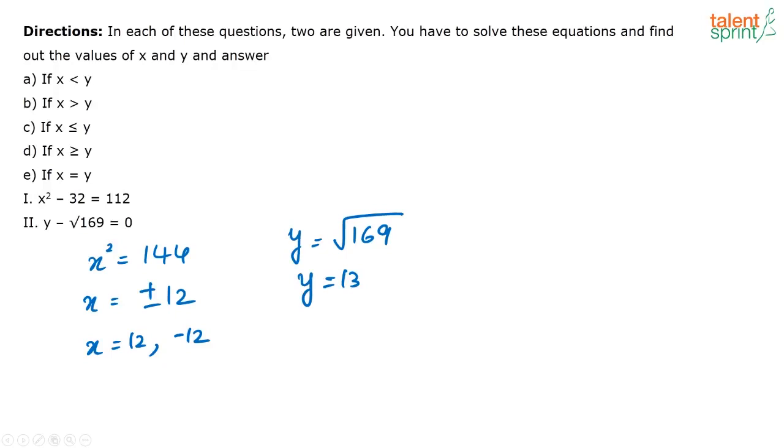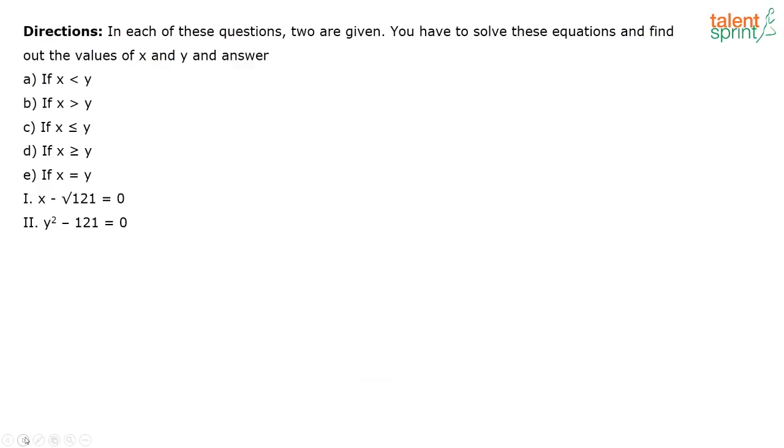So whatever be the value of x, y is always greater than x, or I say x is less than y. So the correct answer here is x is less than y. Next question. Also a very easy one. Give me the answer fast. So how do you solve this?